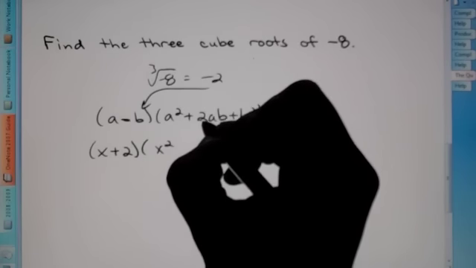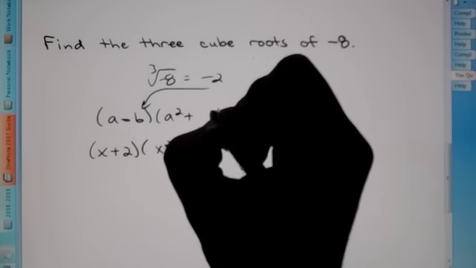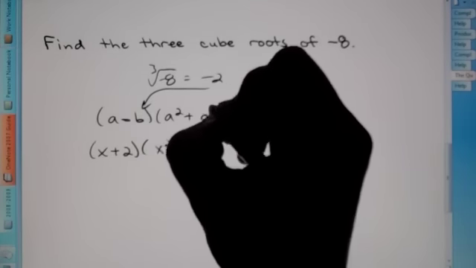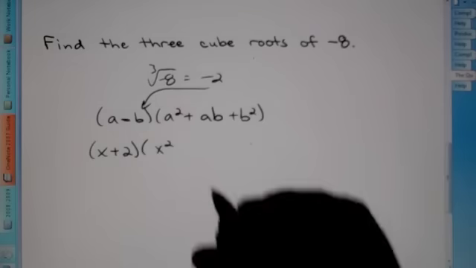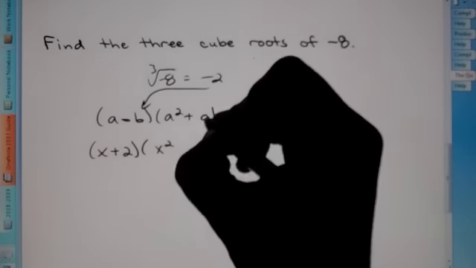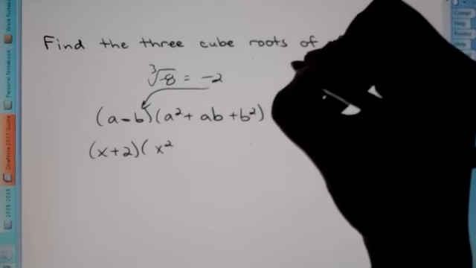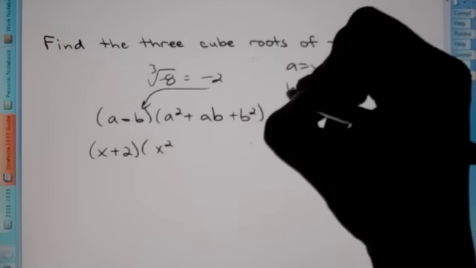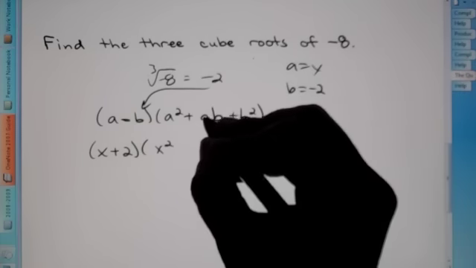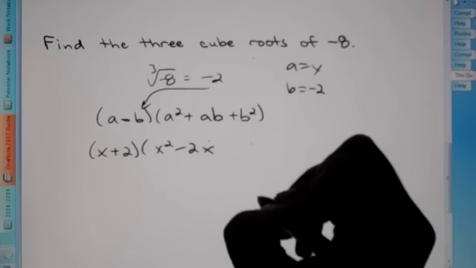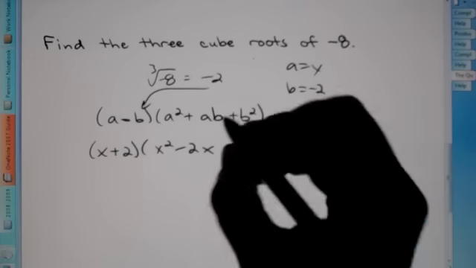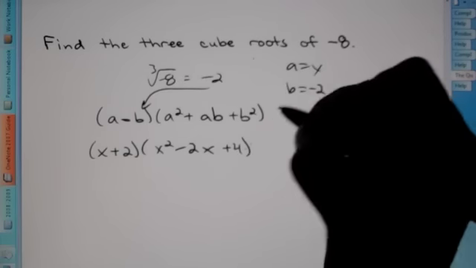x squared, geez, I'm messing up big time here. This is a squared plus ab. There's no 2 there when you're dealing with cube roots. So now you have plus a times b. A is x, b is negative 2. So a times b, x times negative 2 is negative 2x. And lastly, b squared, so plus 4.